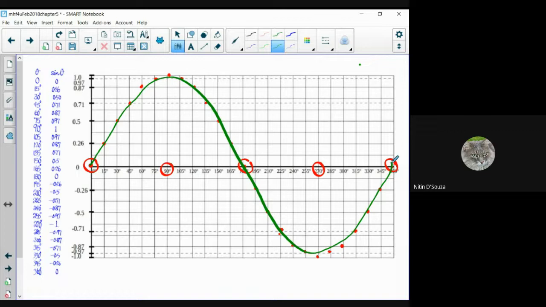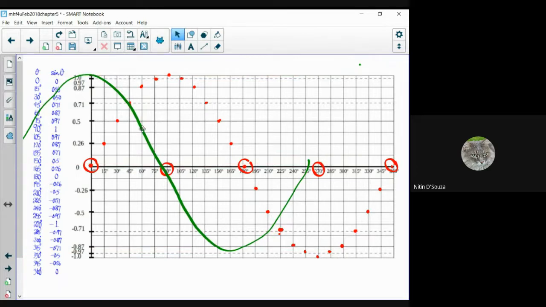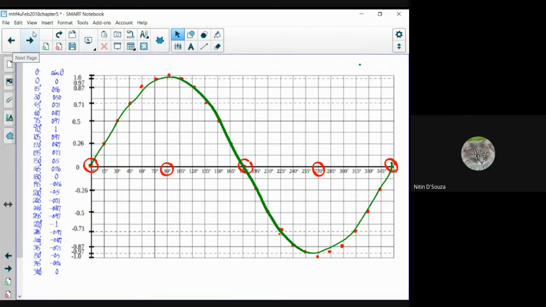I gave you another grid so that you could graph cosine. The only difference is cosine will start here and end at the max. Those 5 key points, right? The 3 zeros, the max and the min. That's what's important about cosine, and about the sine graph.